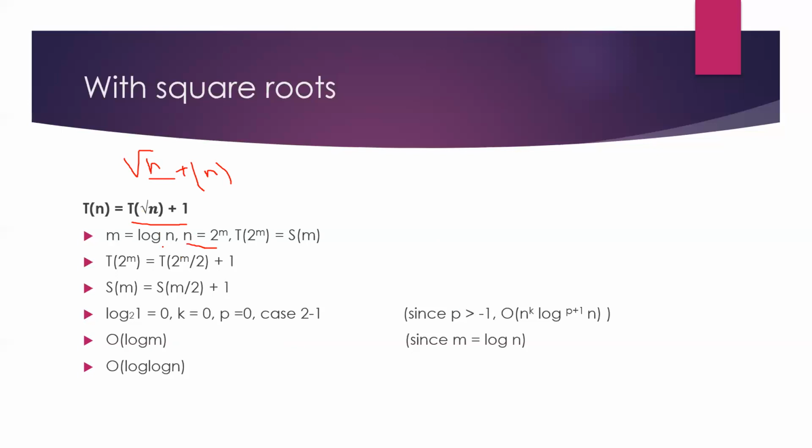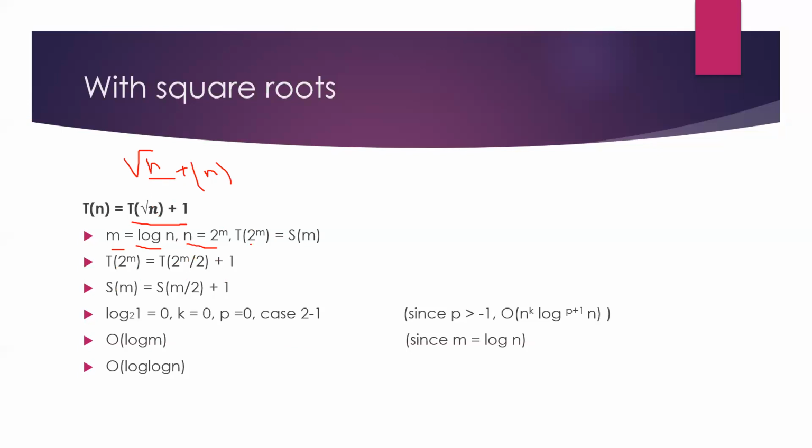From this equation, if we take log on both sides, it is going to be log n, and log n is equal to m. And now, if we replace this n with 2 power m in this equation, it is going to be T of 2 power m. T of 2 power m is equal to T of 2 power, this can be written as T of n power half. So n is equal to 2 power m, and 2 power m by 2. So T of 2 power m by 2 plus 1.